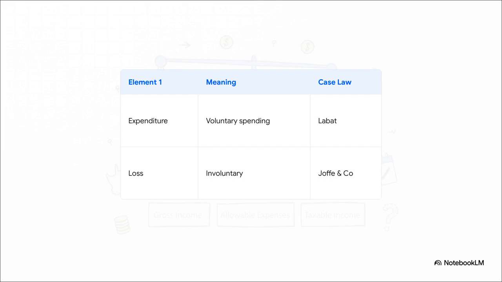Well, expenditure requires a diminution or a movement of assets. You've got to remember the Labatt case, which proved that a company merely issuing its own shares doesn't actually reduce its assets. Therefore, issuing shares does not qualify as expenditure.